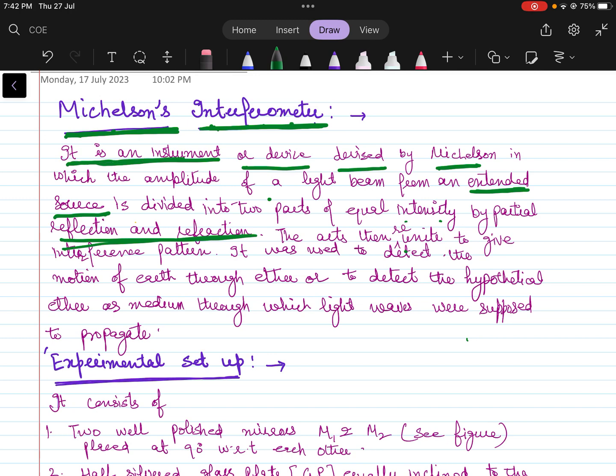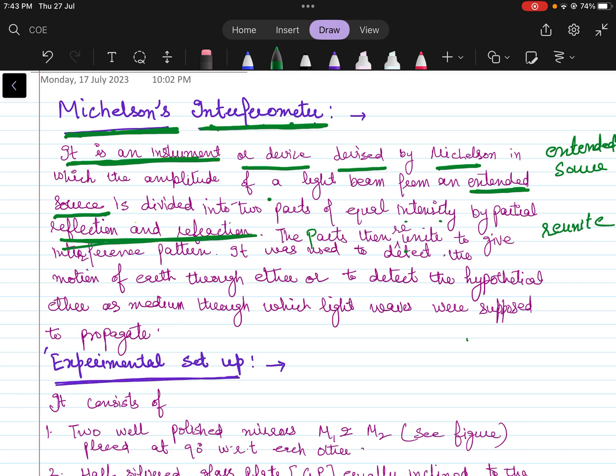It's an instrument or a device devised by Michelson, in which the amplitude of a light beam from an extended source is divided into two parts. These two parts, having equal intensity, are produced by partial reflection and refraction. The parts then reunite to give an interference pattern.